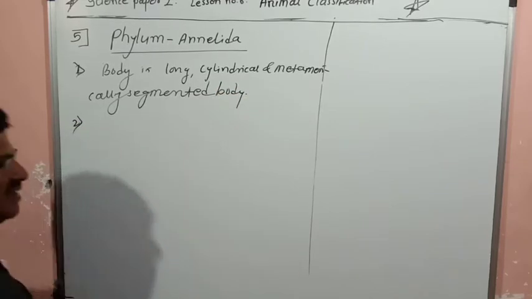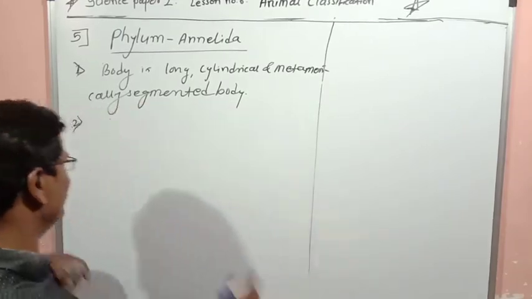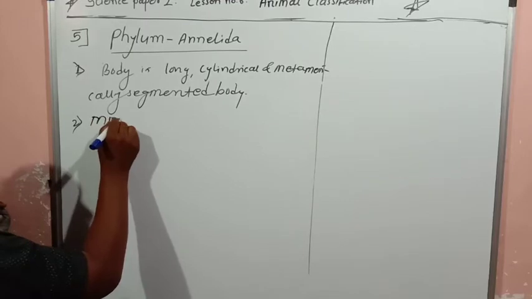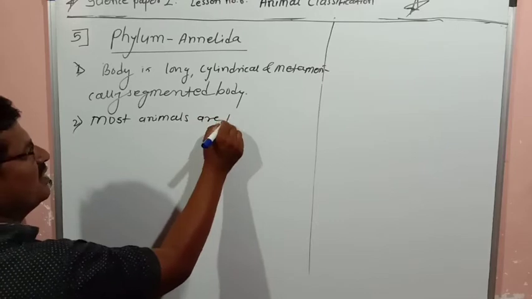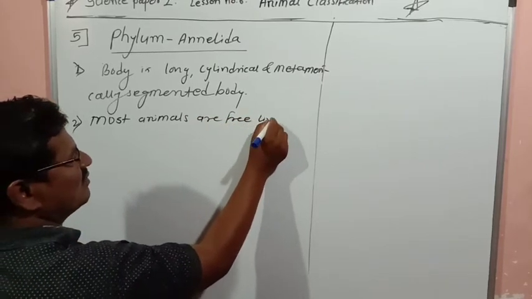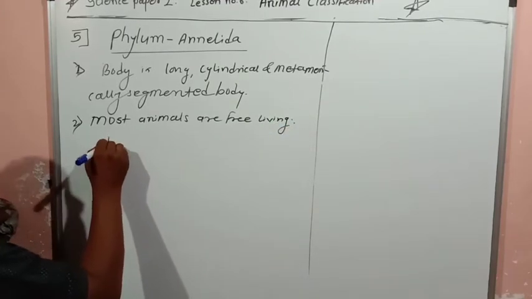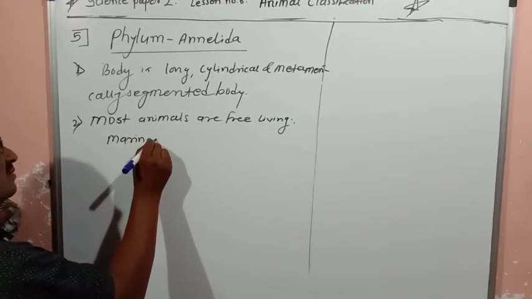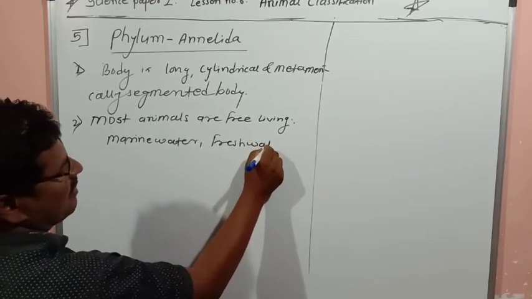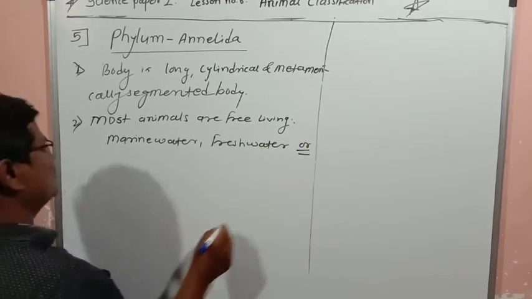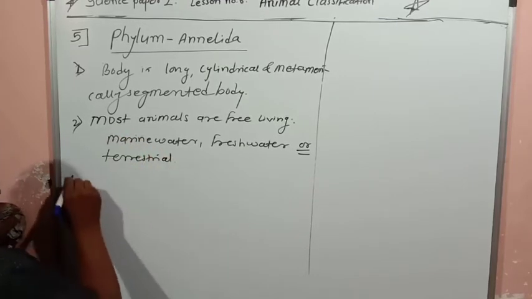What is the second characteristic? Most animals are free living, and where are they found? They are found in marine water, fresh water, or on land, that is, terrestrial.